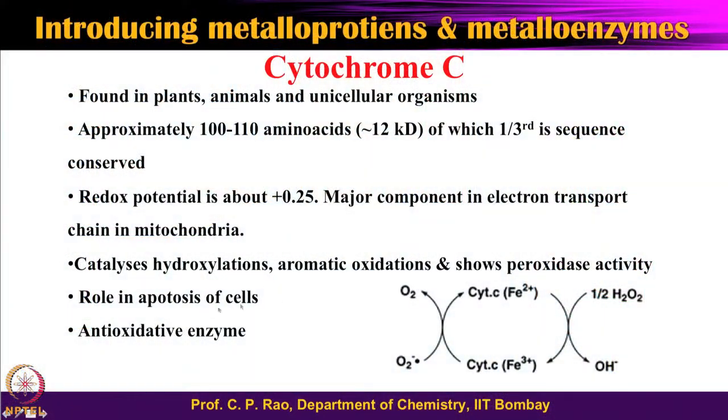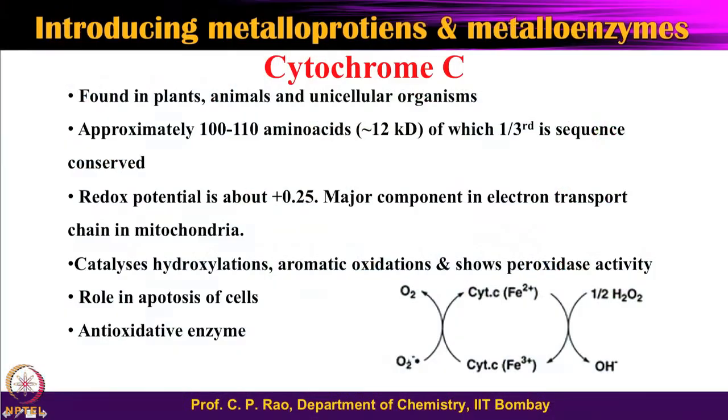Aromatic oxidations, peroxidase activity, many of these kinds of things. They are involved in the apoptosis process, and they are involved in antioxidative activity. What is antioxidative? I mentioned in earlier lectures the O2 minus or other radicals, other species, ROS, reactive oxygen species. So, removing those reactive oxygen species is an antioxidative activity.